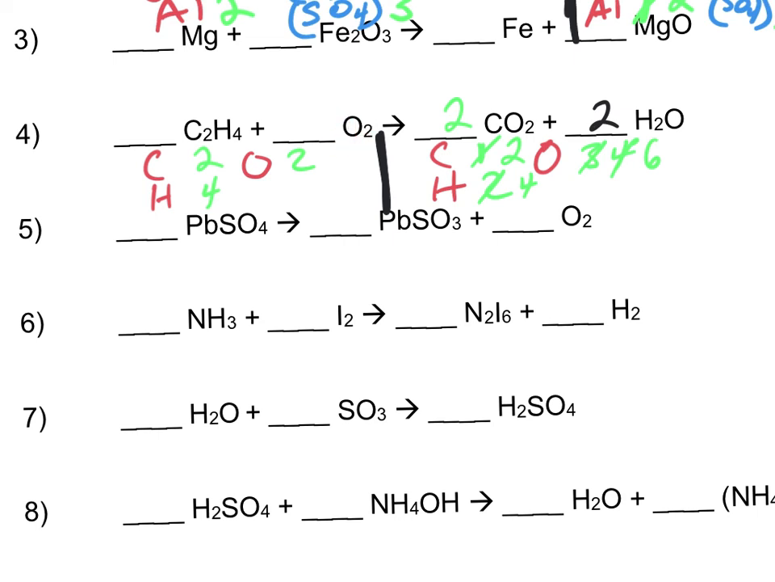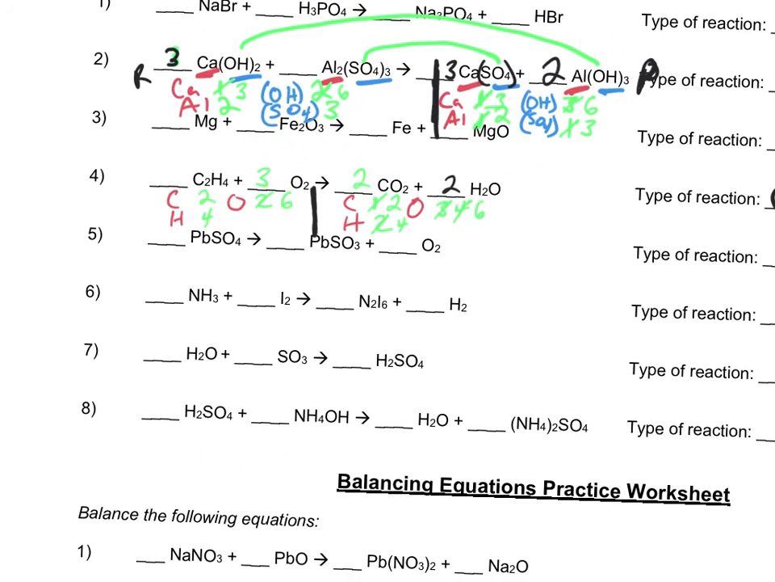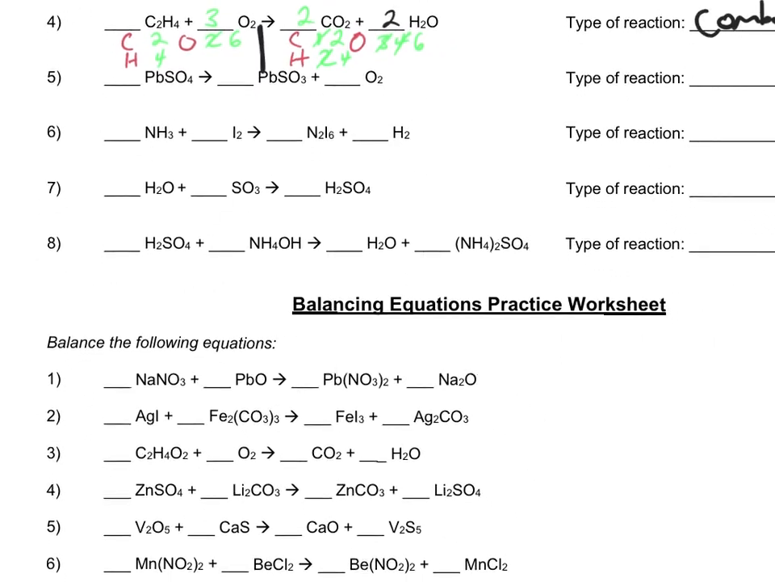We have 2 over here and we have 6 over here. If I multiply this by 3, I now have 6 oxygen. And now check every single thing out. It's balanced. My coefficients are 1, 3, 2, and 2. Okay? Like I said, double displacement and combustion are the hard ones. So we'll get a little bit better here.